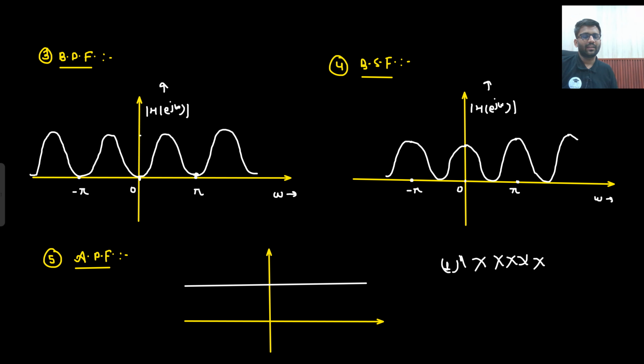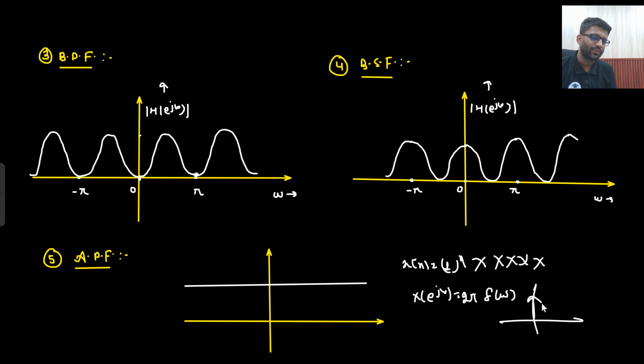What is 1 to the power n? Is it an all pass filter, or low pass filter, high pass filter, what is it? What do you think? Low pass filter, right? x of n is 1 to the power n. What will be X of e to the power j omega? That would be 2 pi delta omega, right?